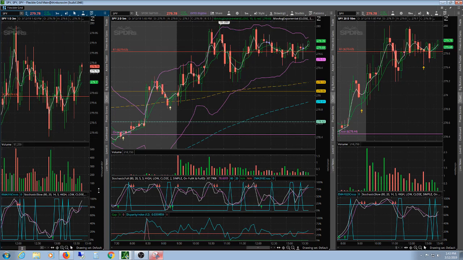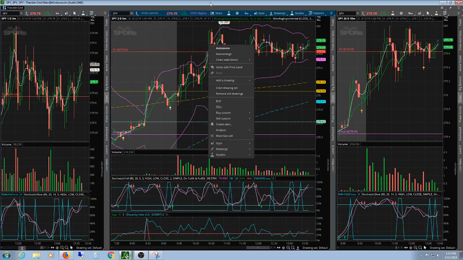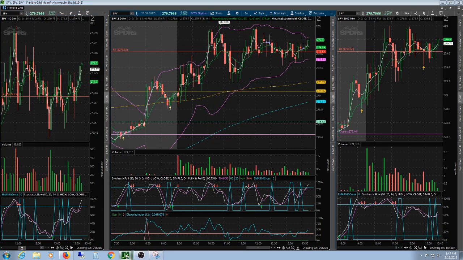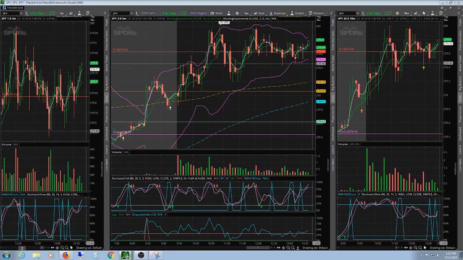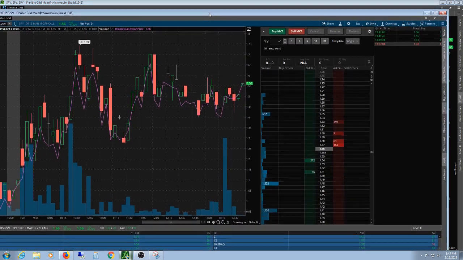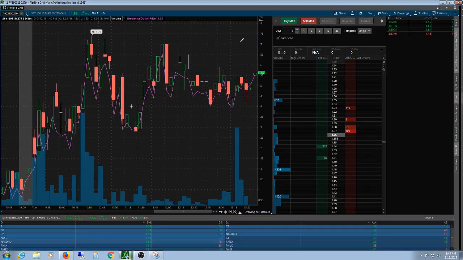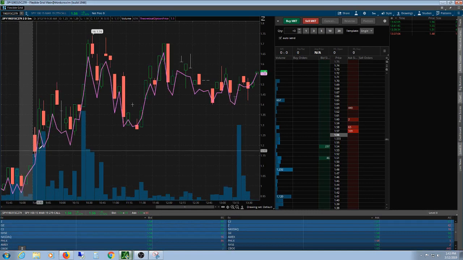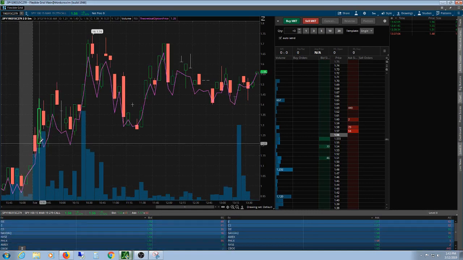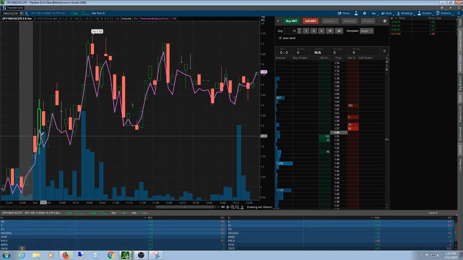It sucked. I would have liked to have ridden it all the way up to here, but I stuck to my plan. Let's take a look at my SPY calls chart and see what I look at here. You see, I entered it right here, 9:35, just about at the beginning of this candle. I got in at $1.25, so about here.